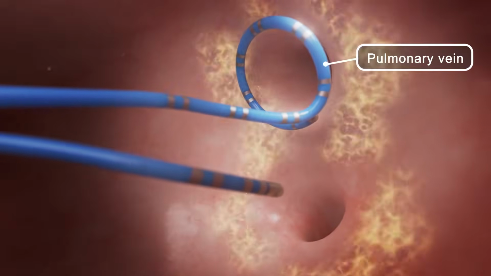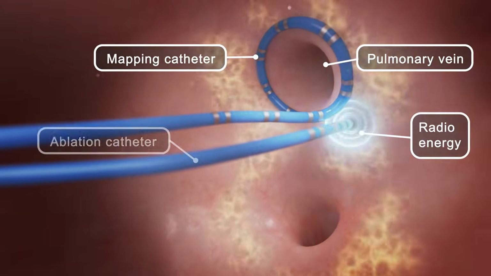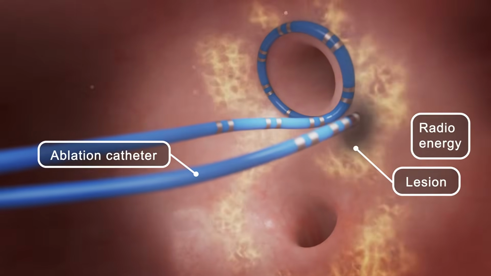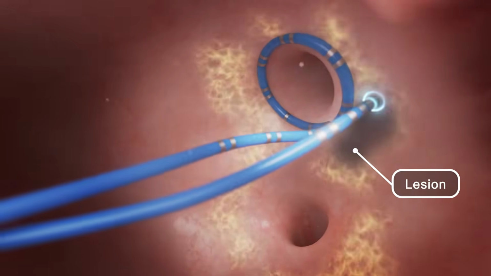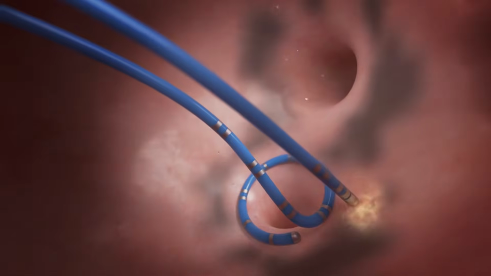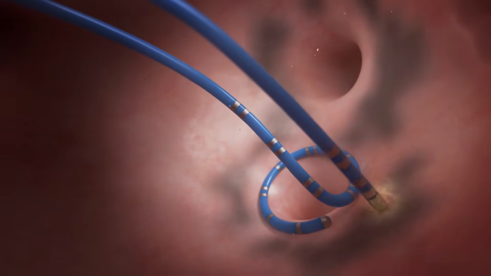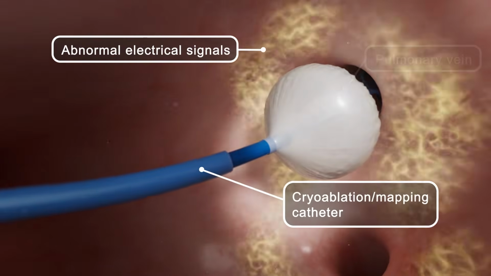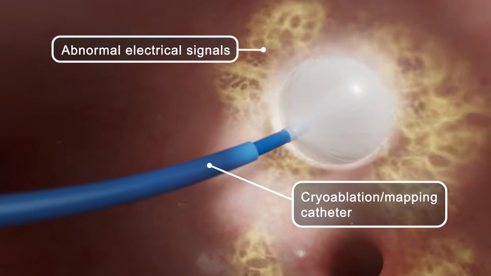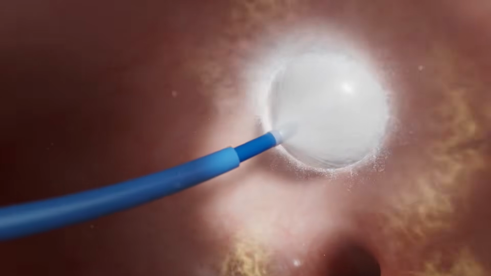Once the catheter reaches the abnormal area in the heart, electrodes at the tip of the catheter emit radio energy. This energy will heat and inactivate the small areas of the heart tissue that allow the abnormal rhythm. Sometimes cold, rather than radio energy, is used to freeze the abnormal tissue.